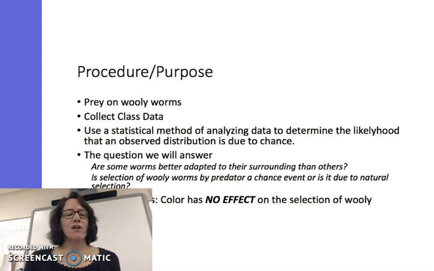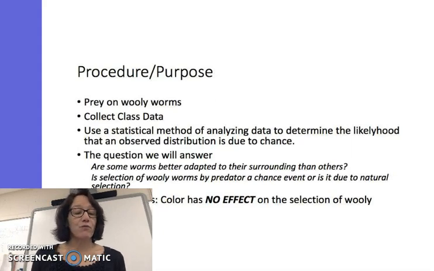So the question we want to know is, are there some worms that are better adapted to their surroundings than others? Is natural selection occurring, or is the opportunity for us to prey on a certain color of woolly worm just a chance event? In other words, does each worm have equal opportunity of being caught or selected by a predator?